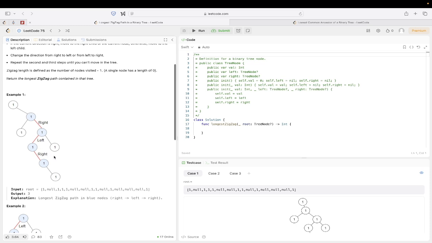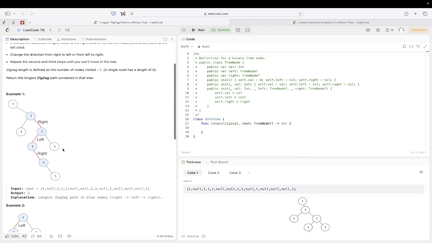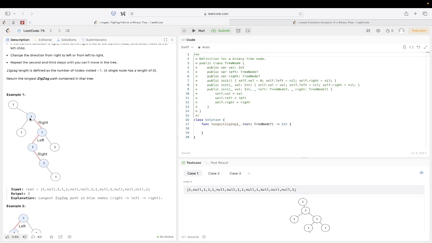So 1, 2, 3, 4, 3 because minus 1. So we have 1. Okay. So we have 1. Try to go right first. And then since we are right, we have to go left. Since we're at left, we have to go right. Since we're at right, we have to go left. There's no left. So that's the end. We count them up. It's 4 minus 1 equals 3.